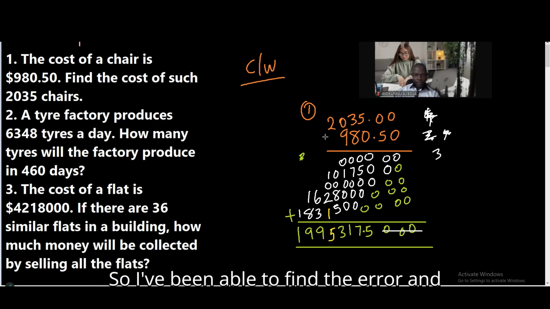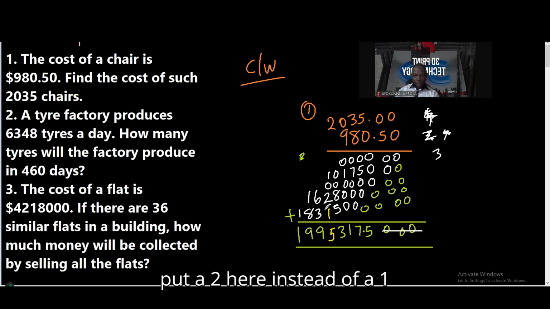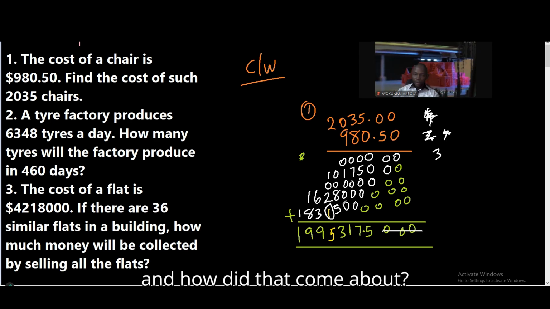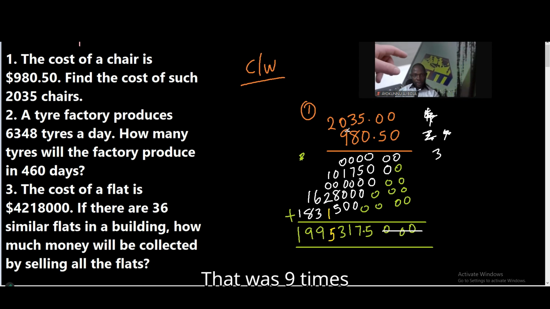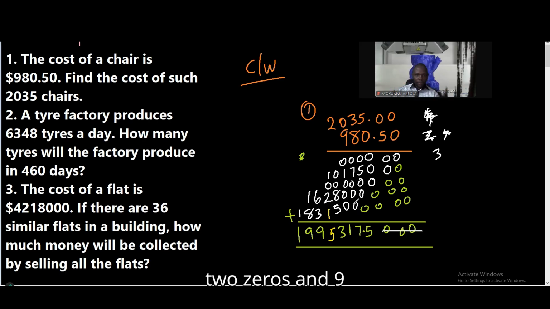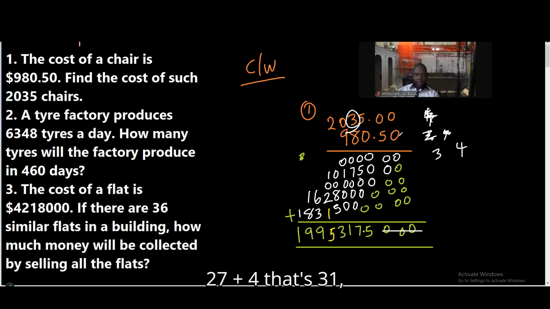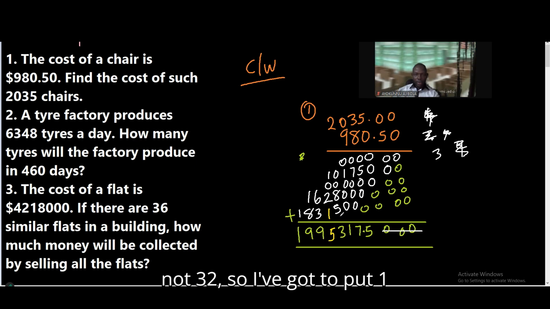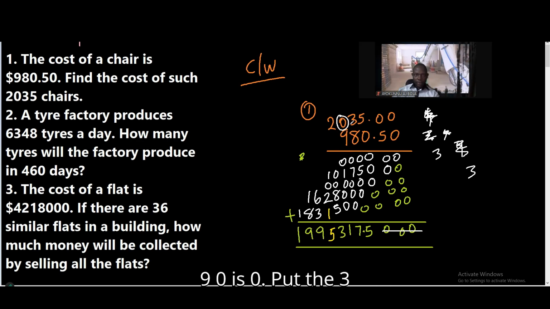So, I've been able to find the error in the disparity in the answers. I put a 2 here instead of a 1. And how did that come about? 9 times these 2 zeros gave us these 2 zeros. And 9 times 5 gives us 45. We keep 4 somewhere. And 9 times 3 is 27. Plus 4, that's 31, not 32. So I gotta put 1 there. Then we keep 3. And 9 times 0 is 0.